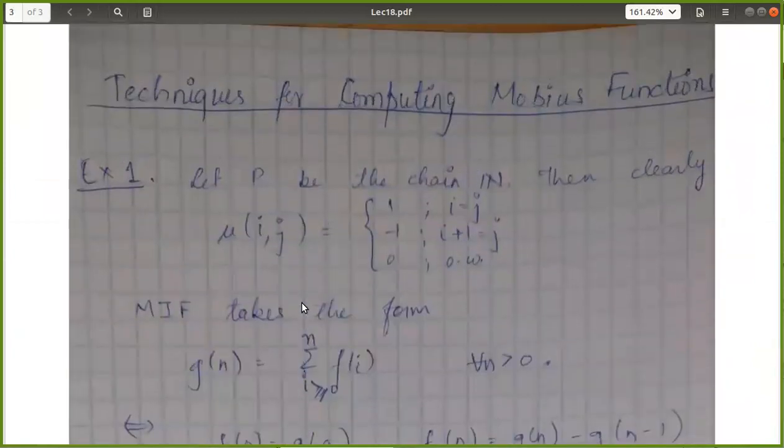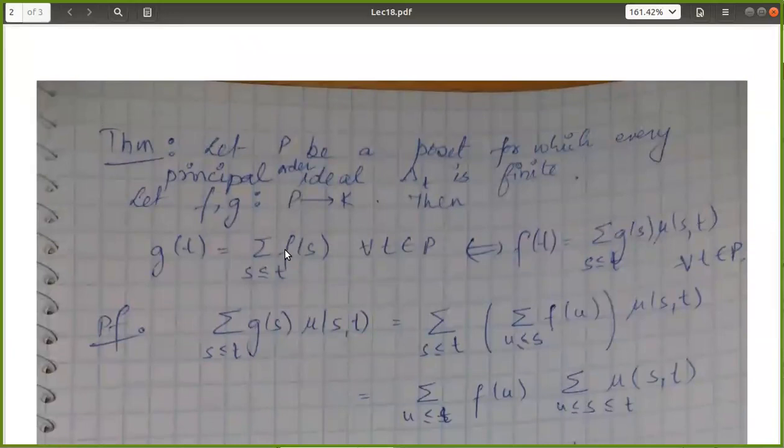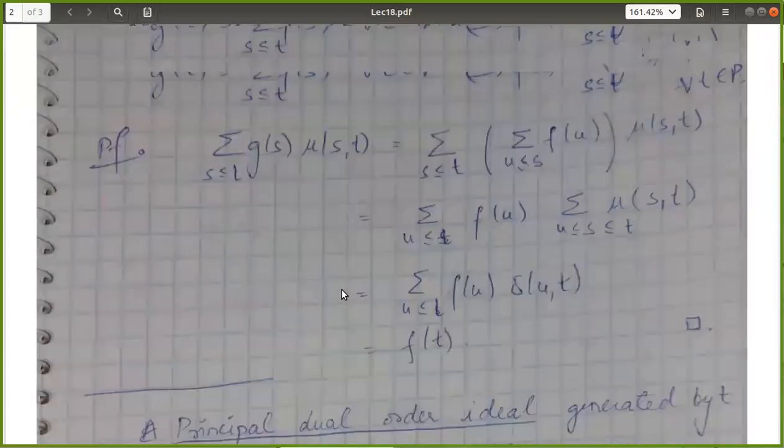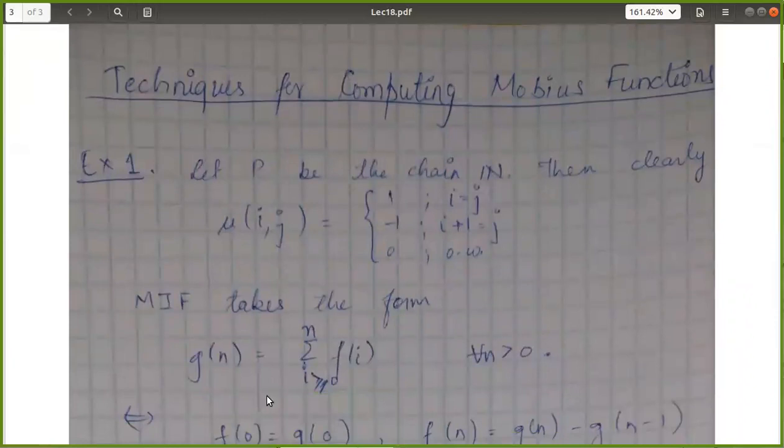So then the Mobius inversion formula takes the form g of n is equal to the summation of f of i, i lying between 0 and n. So i is greater than or equal to 0 and going up till n. So this is the first side, right? You're working with the principal order ideal. So this is the one you would hit. So g of t is equal to the summation of f of s, s less than or equal to t. So g of n would be the sum over s less than or equal to n of f of s. That's what I have written as s from 0 to n of f of s, or f of i from 0 to n.